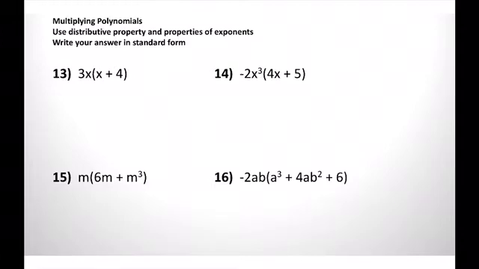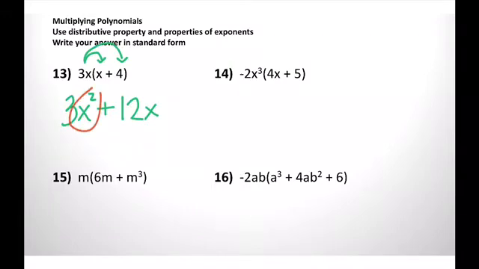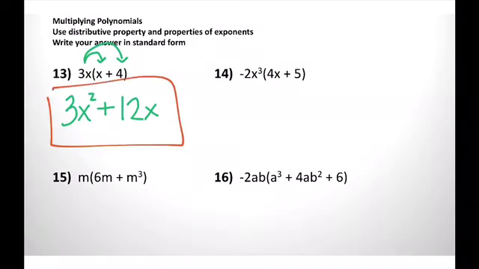So number 13, we're going to distribute. So 3x times x is 3x to the second power. That's using our exponent rules. And then 3x times 4, we're going to do plus because there's a plus sign. So that's going to be 12x. You're going to check and make sure it's in standard form. I can't combine anything because I don't have any like terms. I have the highest power first and then the next highest power, so it's in standard form, so that's my answer.